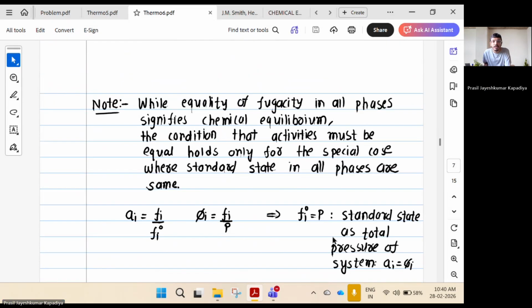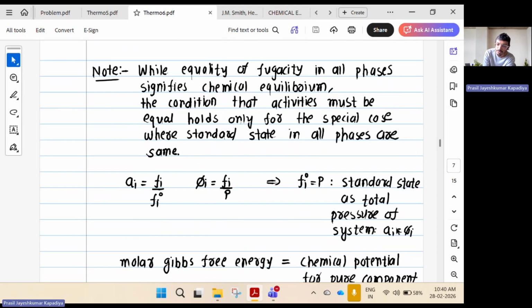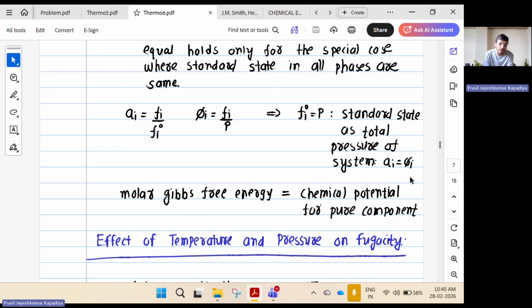Okay. Now, while equality of fugacity in all phases signifies chemical equilibrium, the condition that activities must be equal holds only for the special case where the standard state in all phases is the same. In that case only we can write that activity is the same. So ai is fi by fi0 and phi is fi by p. When fi0 is equal to p, the standard state being the total pressure of the system, in that case my activity will be equal to the fugacity coefficient.